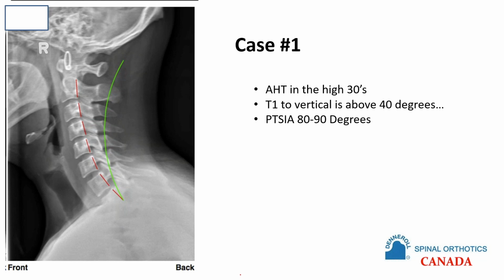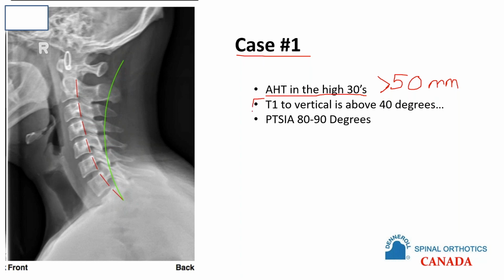Okay. And so here's a case that I talked about last time. Anterior head translation is in the high 30s. So it doesn't really meet our cutoff yet of over 50 millimeters. But this is why we have multiple measurements and we look at different values. So he's in the high 30s. If I'm looking at that alone, I think, okay, I could use a cervical dental roll. His curve is like 35 degrees, right? So he's got a little bit of a reduced curve. You're thinking potentially a cervical dental roll.